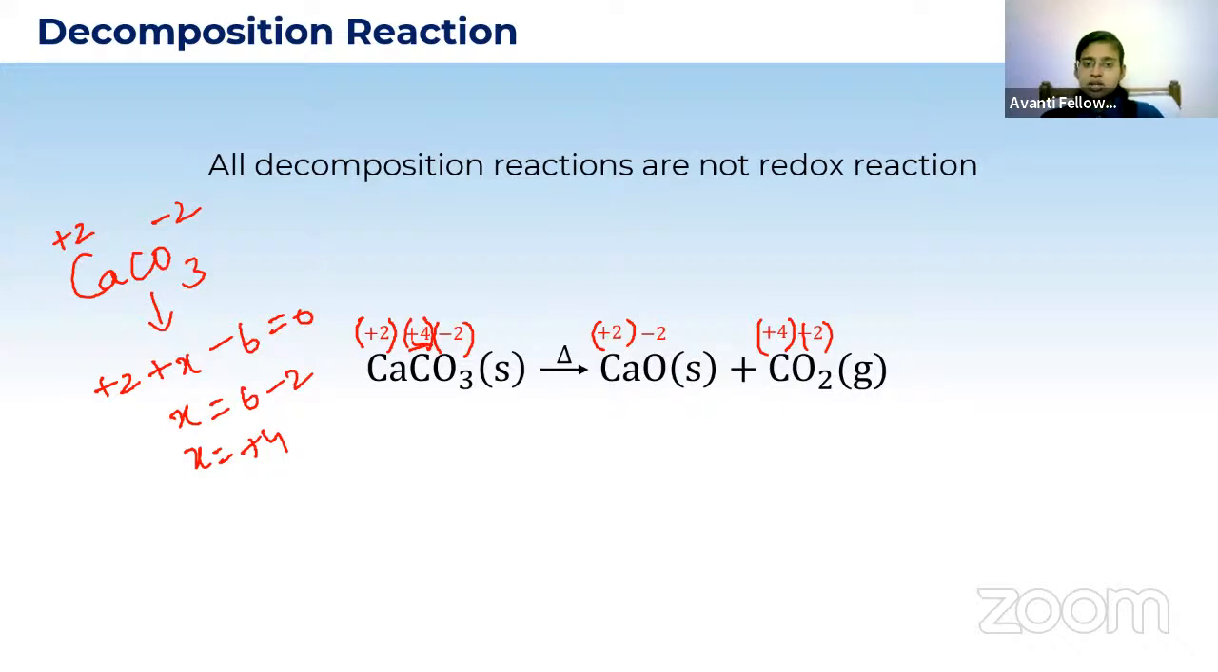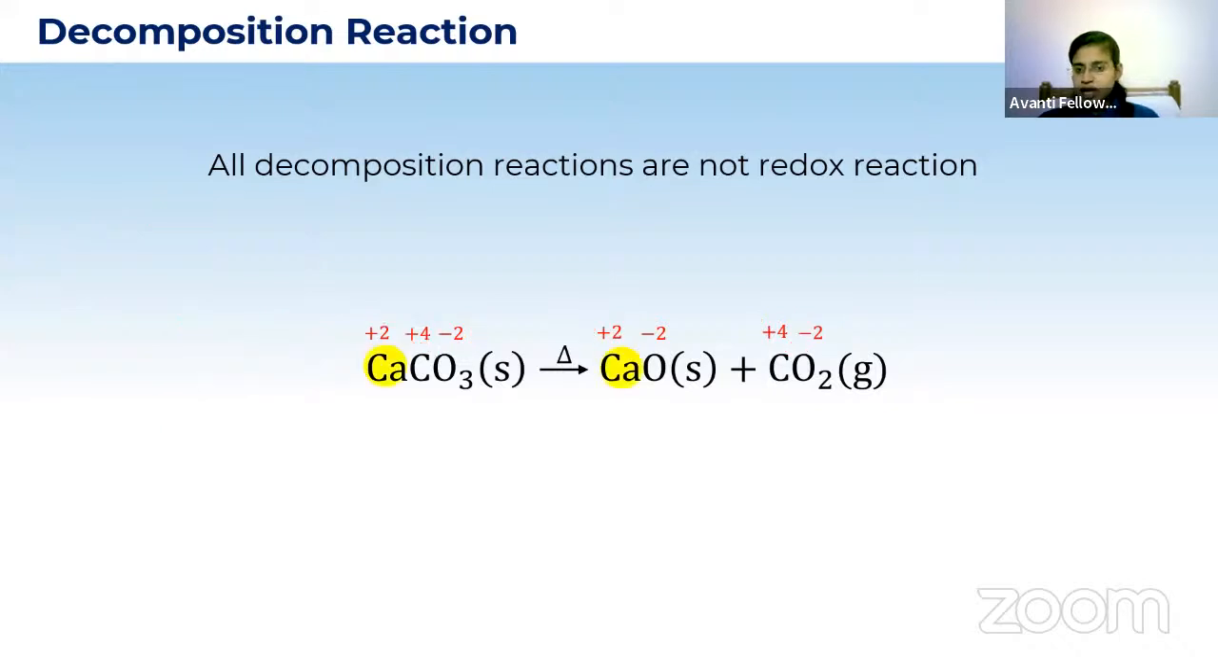Clear? So this is not an example for redox reaction, but it is an example for decomposition because one compound is breaking down into two, right? So it will come under decomposition, but it is not a redox reaction. Is it clear to all of you? Calcium remains same. There is no change in oxidation number. Carbon also remains same. So there is no change in oxidation number. So it is a very good example for the given statement.